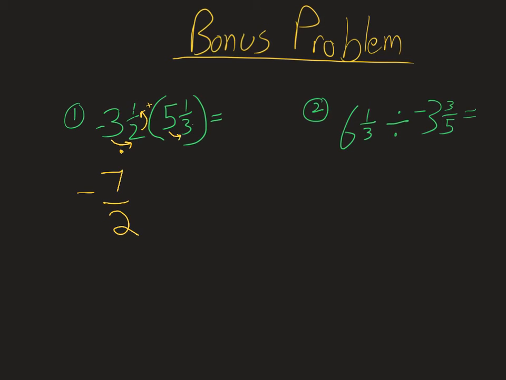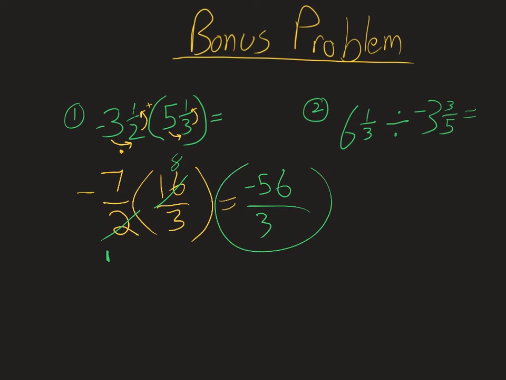Do the same thing here. 5 times 3 is 15, plus 1 is 16 thirds. And now it's just a multiply problem like you've already done. I'm going to look for anything I can reduce out. Take out a 2. I'm going to divide a 2 out of both of those numbers. Now I've got 7 times 8 is 56. Don't forget your negative. 1 times 3 is 3. And there we go. Pretty simple.